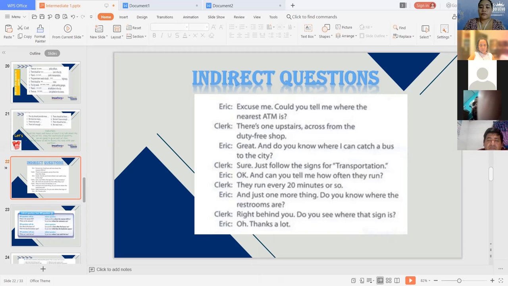Exercise 8, conversation. Could you tell me?